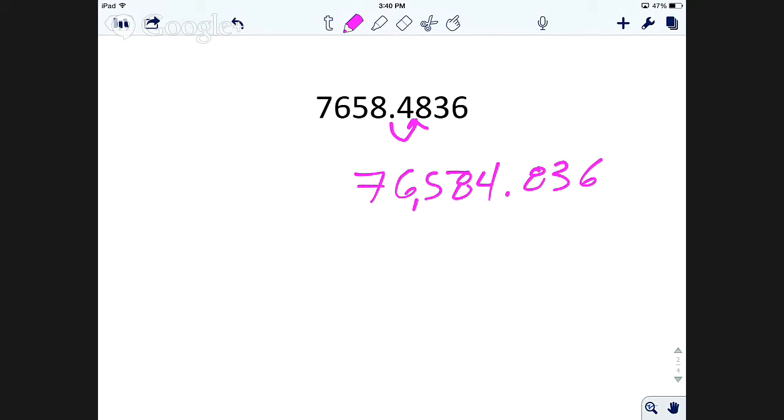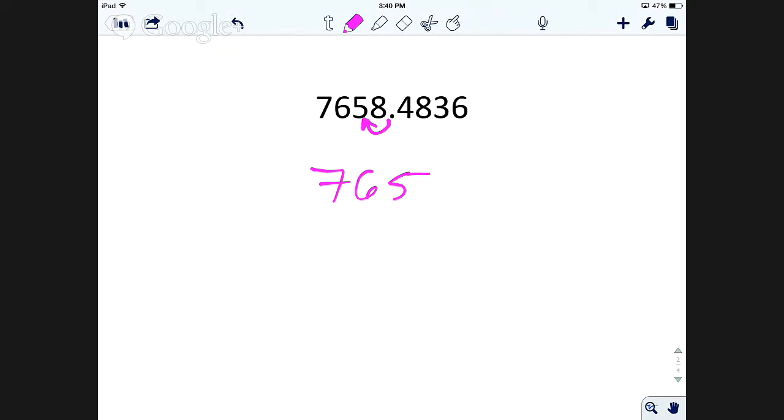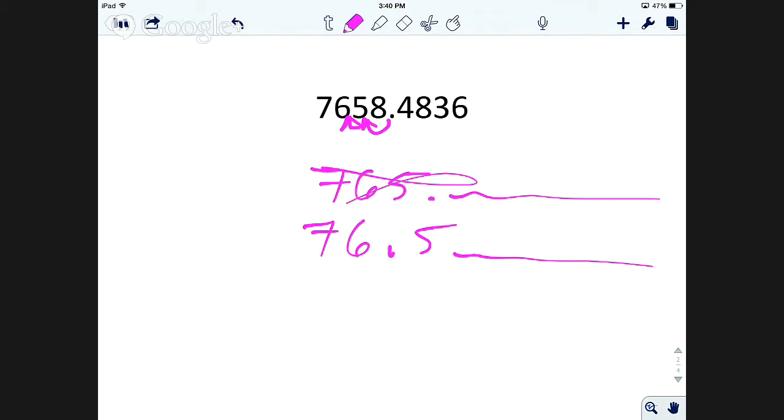If I move the decimal point there, the number becomes 76584.836, and that's worse than I started. I started at 7,000. Now I'm at 76,000. That tells me I'm not going the right way. I have to go to the left. One spot to the left would make it 765.blah, blah. That's not what I want. So I need to go one more spot. That would make it 76.5 blah, blah, which is not between 1 and 10. I have to move it one more. That gets me to 7.658 blah, blah.